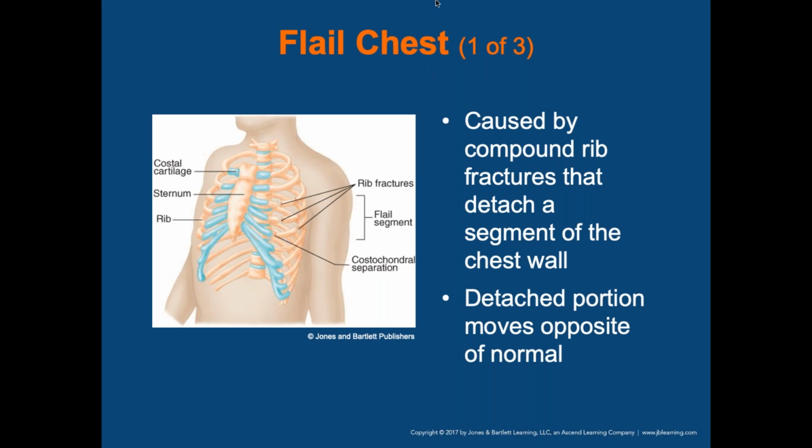So as you can see, a flail chest. This is caused by a compound rib fracture that detached a segment from the chest wall. So you can see right here, here's your flail segment. You have two or more ribs broken in conjunction with each other here. And when you're taking a deep breath in and out, as you can see, they're separated from the costochondral separation right there. So what's happening is that when you take a deep breath in, those ribs stay in one spot, and you'll feel a massive indentation on one side. This is your flail chest.